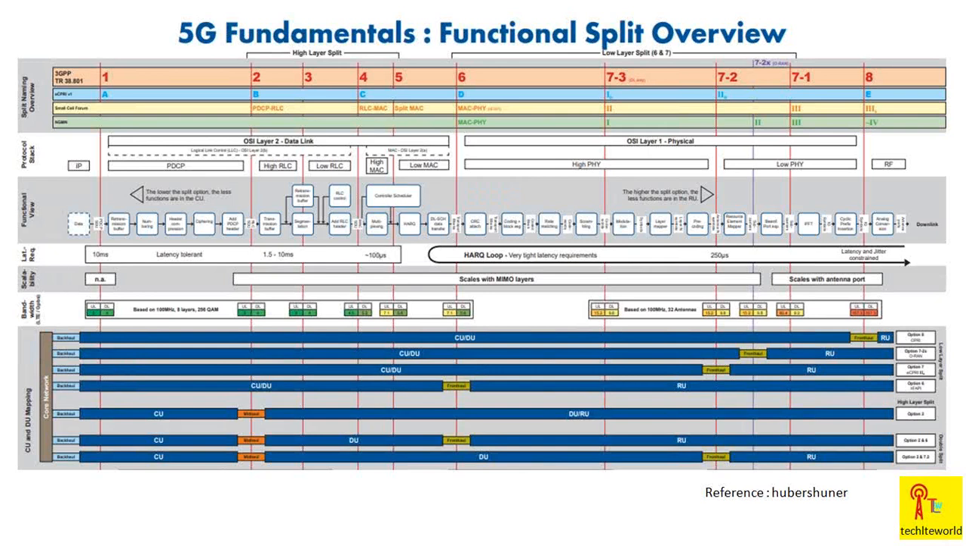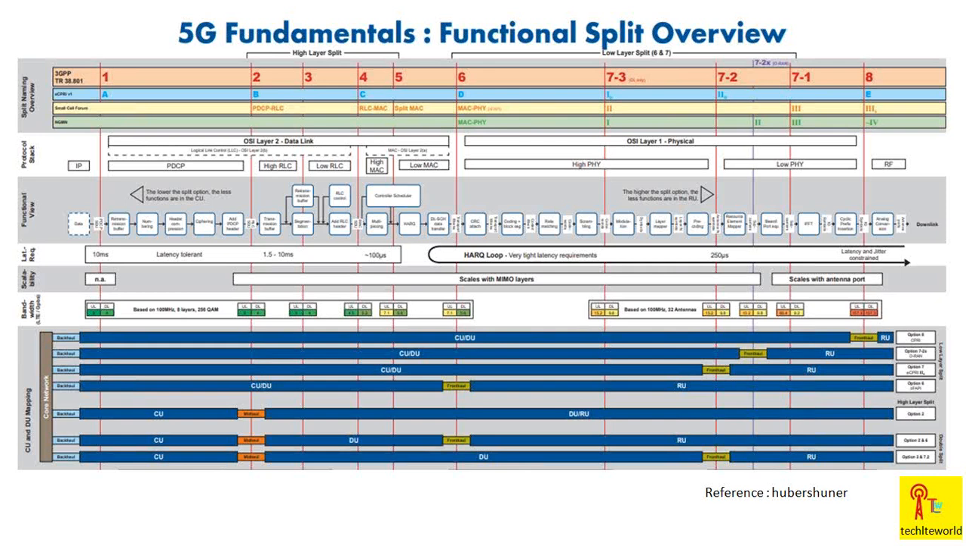The main motive to give this diagram is to understand what a split actually is. We have two double splits, and we have 7.2x. What I came to know is that Jio is working on split 6, so they will be having high-PHY and low-PHY both in the radio unit. So they need a more powerful radio unit and more powerful FPGAs which can process all the precoding and everything in my physical layer.